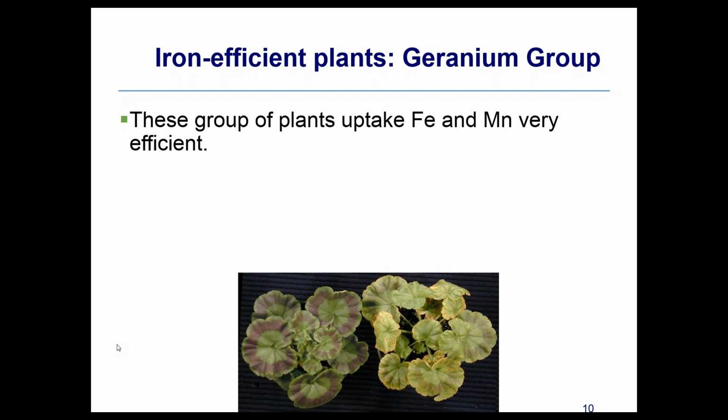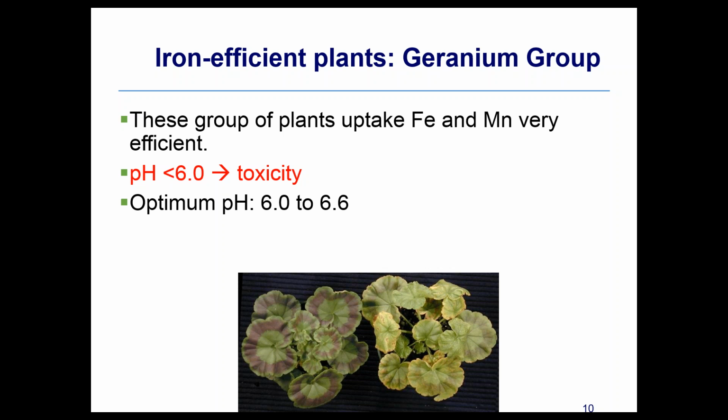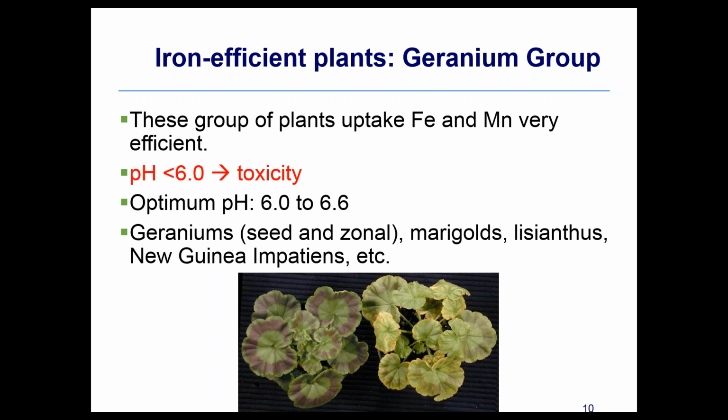Again, these plants are very, very effective in uptaking iron, so they don't need too much. And they are also very effective in uptaking manganese. When we have the pH under 6, again, the lower the pH, the higher the elements, we tend to see toxicity. So geraniums are prone to having this toxicity, and therefore the optimum pH will be between 6.0 and 6.6.